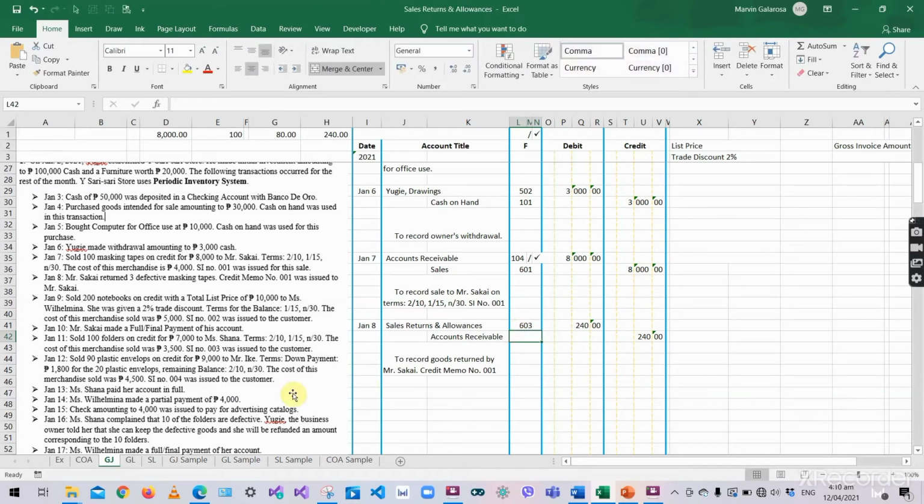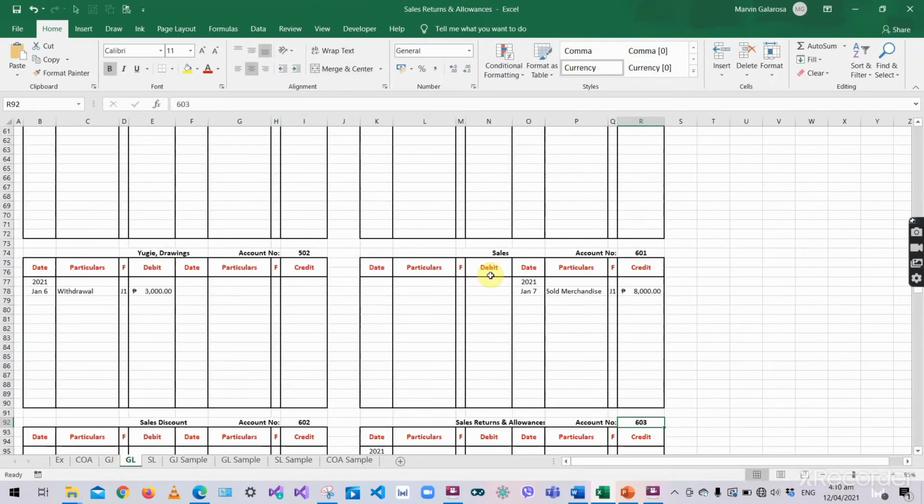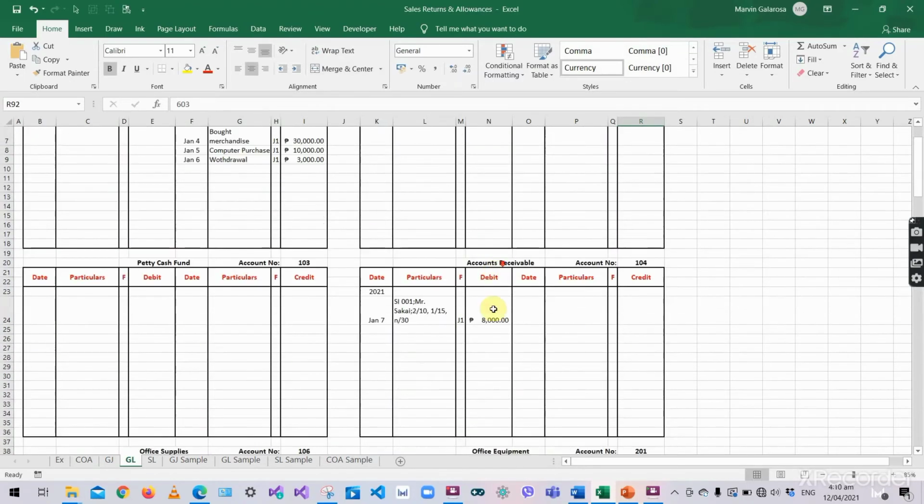Accounts receivable, credit na 240. So, sa credit side tayo. 2021, January 8. Particulars, return merchandise, Journal 1. Credit na 240.